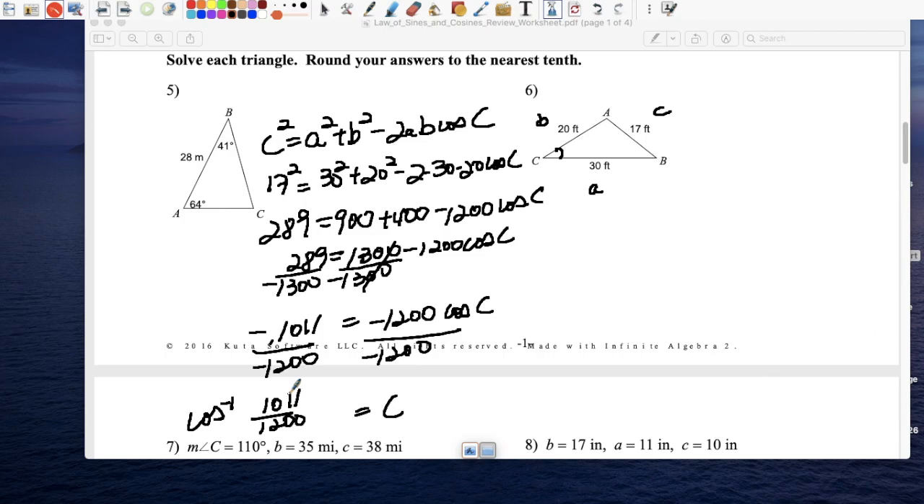So function cosine, fraction 1011 over 1200, and the angle is angle C, 32.59. So all that to know that angle C is 32.59.